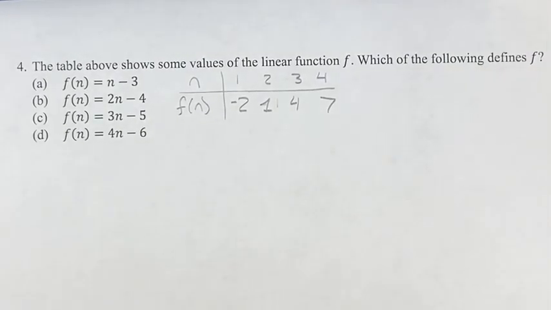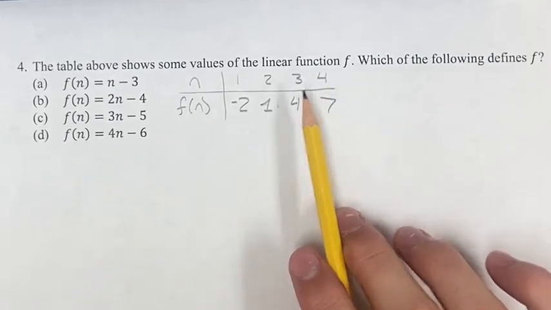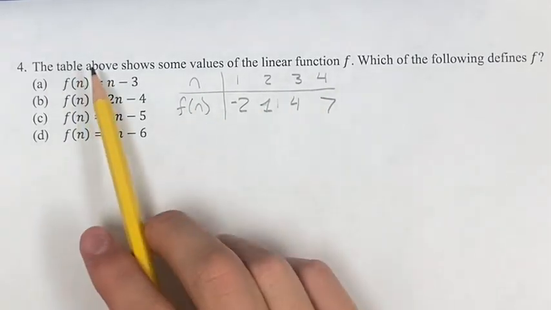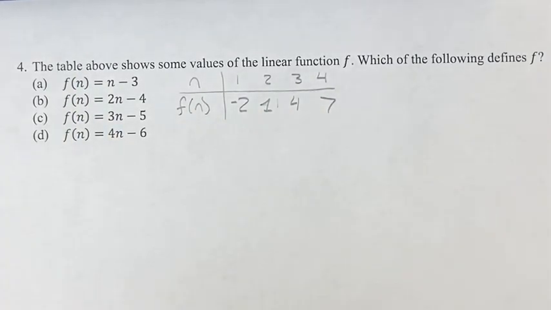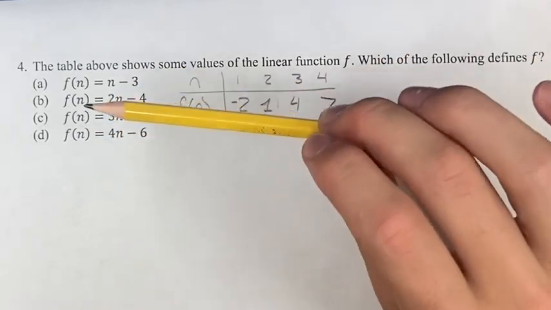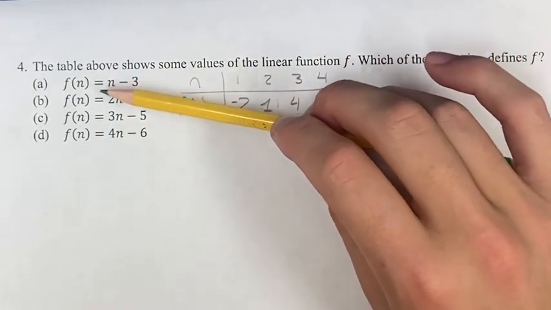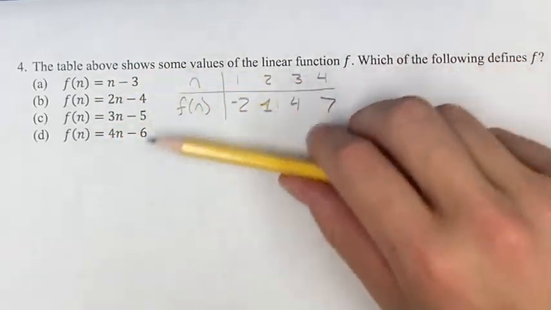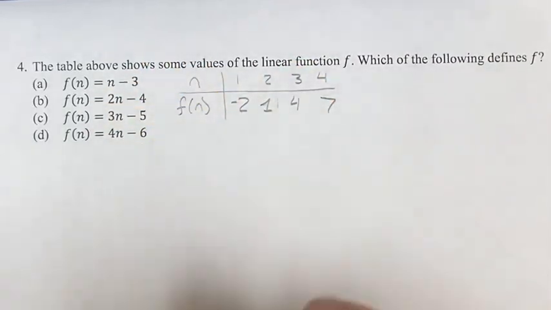In this problem, we have this table of values for the function f. We're asked which of these equations represents the function. So the first thing we can notice is that we have different slopes for all of these lines. Right? So the slope is 1, 2, 3, and 4. So if we find the slope, it's going to be one of those values, and that'll narrow down our answers entirely, and we'll have our answer.